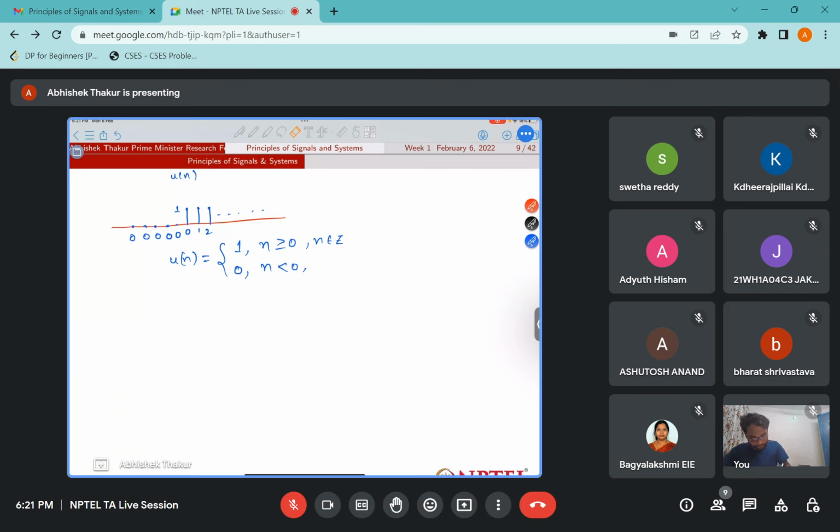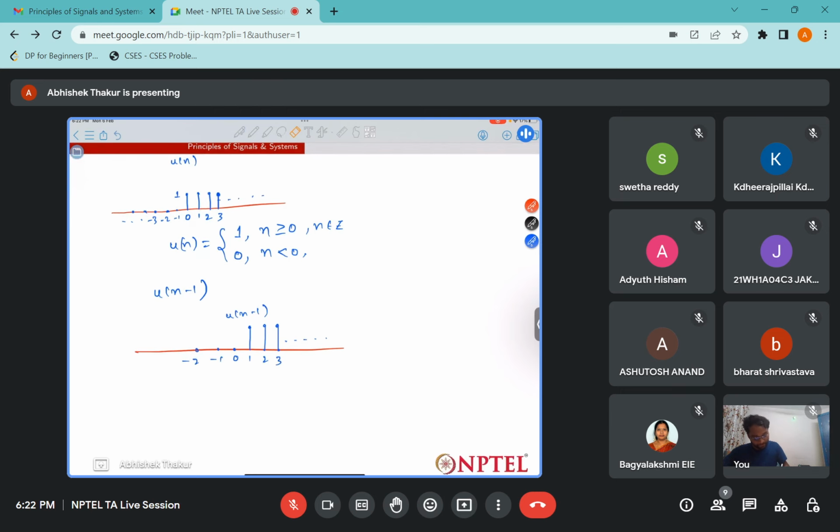Now, this is our u[n]. Now, what is u[n-1]? This will become, like, we have to shift it 1 unit rightwards. This is here minus 1, minus 2, minus 3, and so on. So it will become 0, minus 1. This is our curve of u[n-1]. Now let's do one simple thing. Let's subtract it, like u[n] minus u[n-1]. What will we get?